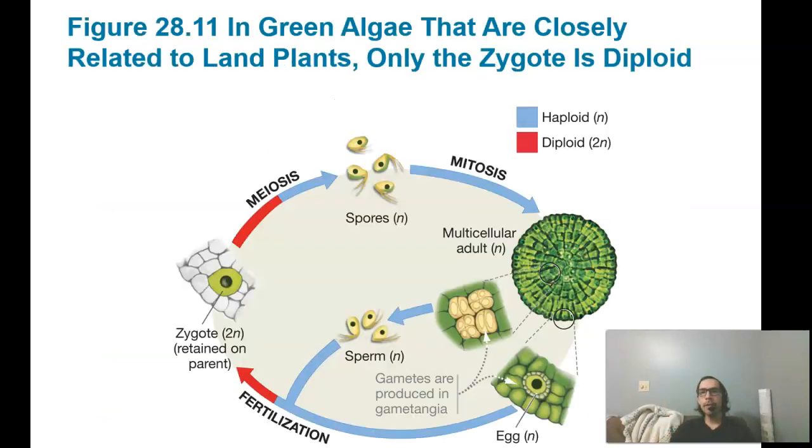So here's a diagram of the algae that are closely related to land plants. So you don't have to know this life cycle, but it's just to show you the differences. Okay. So here only the zygote is diploid, and the adult is haploid.